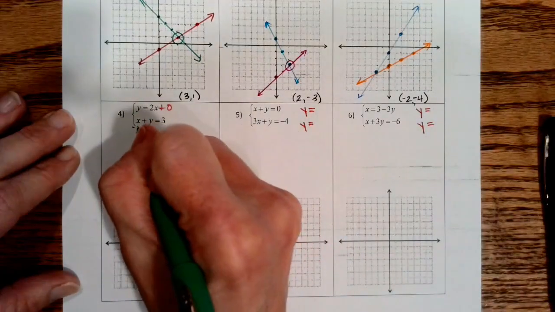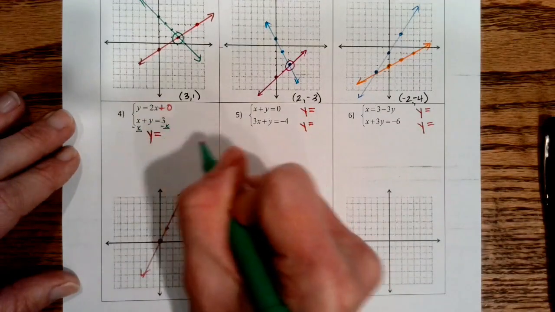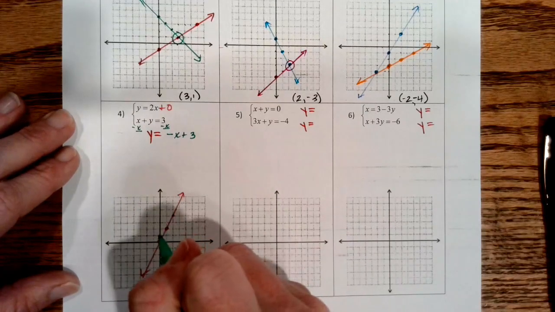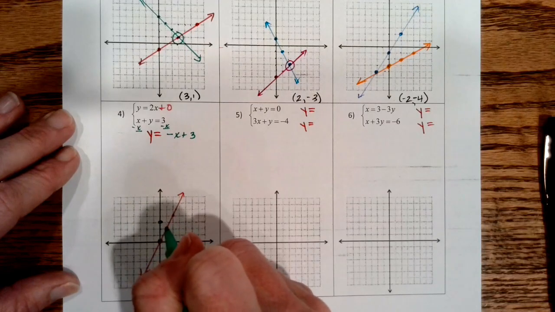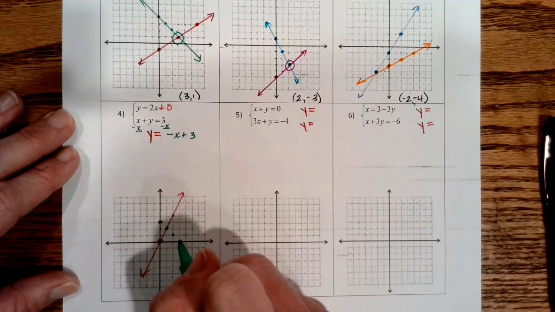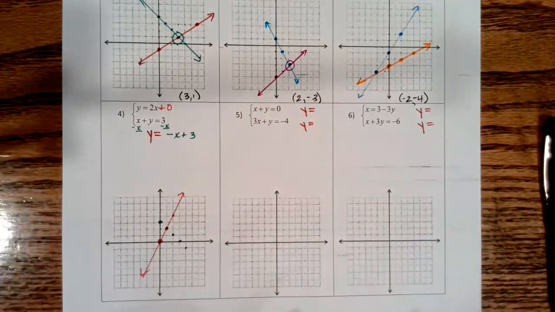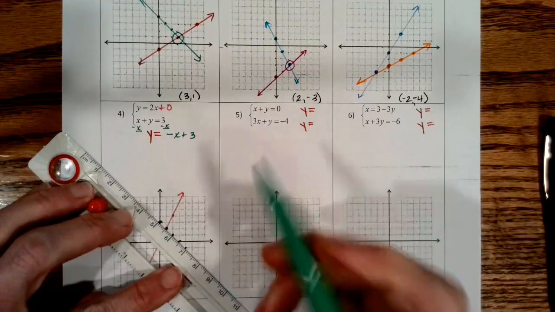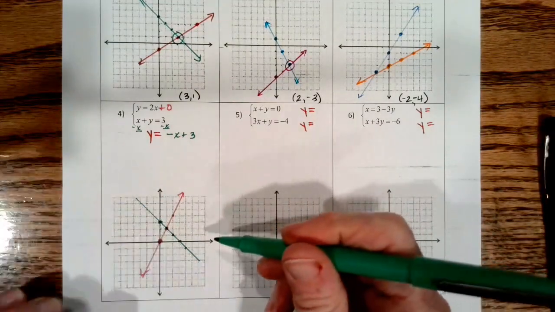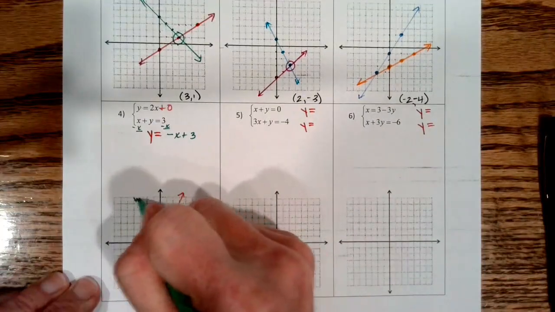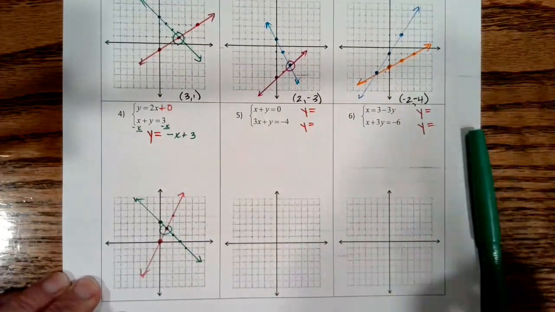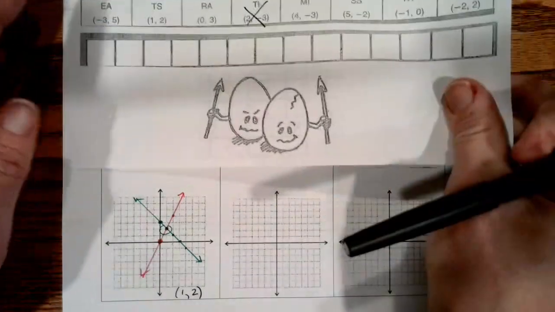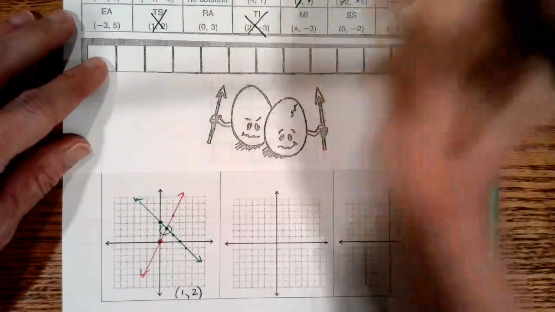Y is equal to, we're going to subtract x from each side. So it's negative x plus 3, up to 3. 1, 2, 3. And a slope of negative 1 means I come down 1. And I can double check that I've done positive and negative right by whether my line is decreasing left to right or increasing. So we have that answer of over 1, up 2. We can cross off over 1, up 2.